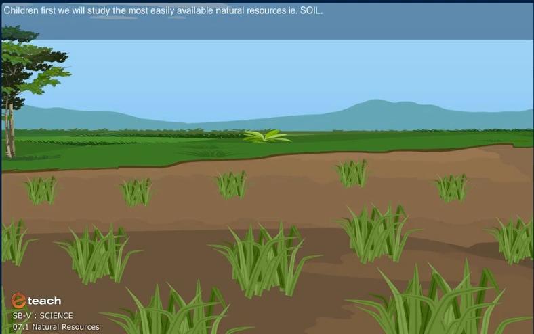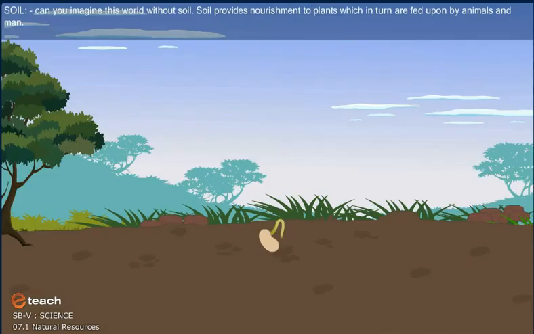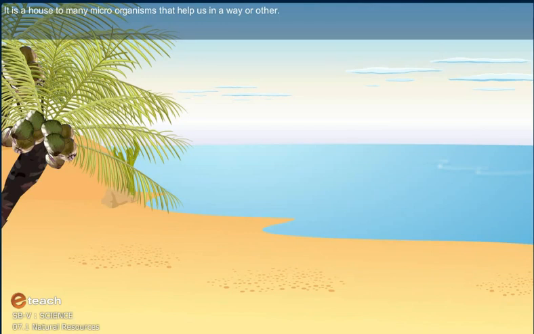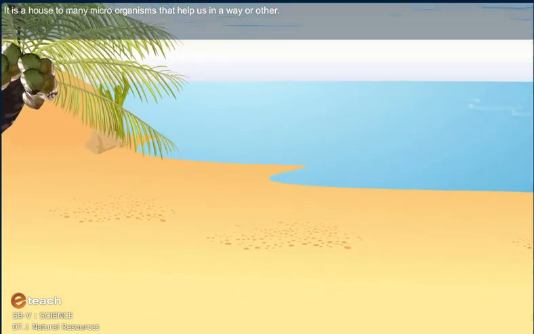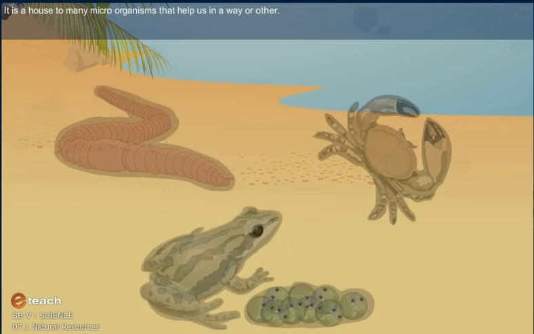Children, first we will study the most easily available natural resource, that is soil. Soil. Can you imagine this world without soil? Soil provides nourishment to plants, which in turn are eaten by animals and man. It is a home to many microorganisms that help us in one way or another.